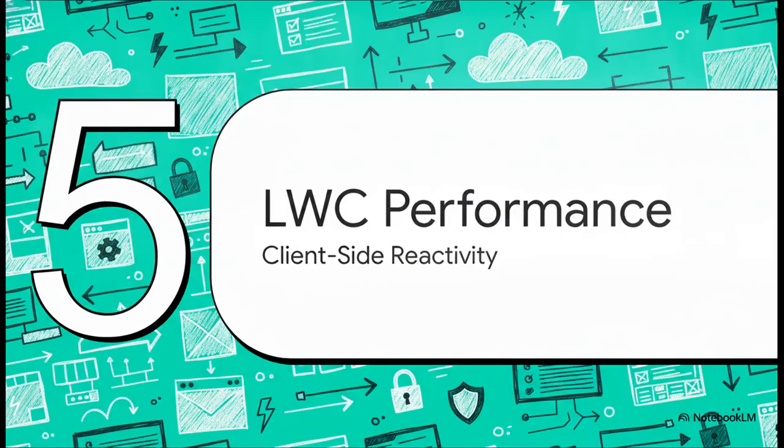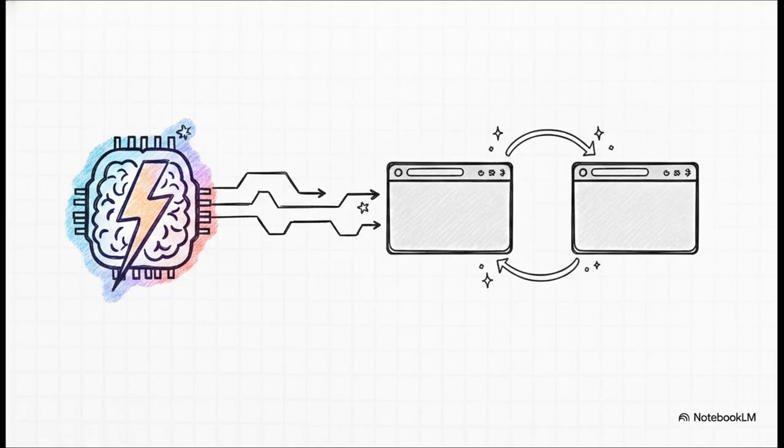Let's transition over to Section 5, LWC Performance and Reactivity. We're heading back up to the client side to see how this system stays blazing fast. To keep things snappy, we use the cacheable flag on our wired read methods, letting Lightning Data Service serve repeat calls straight from memory instantly.